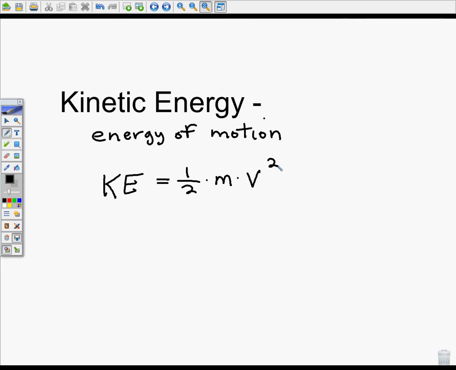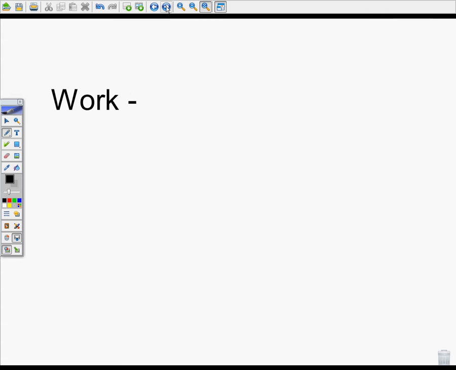We're not deriving this formula. We actually derive it in Physics C using calculus. So here we're just taking it as a defined quantity. The kinetic energy of an object is just 1/2 times the mass times the velocity squared. Work is done when a force acts on an object and changes the object's kinetic energy.